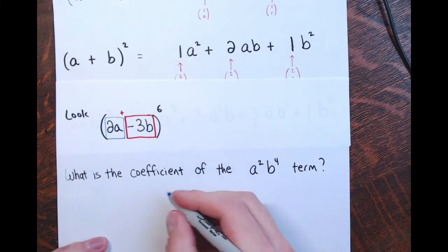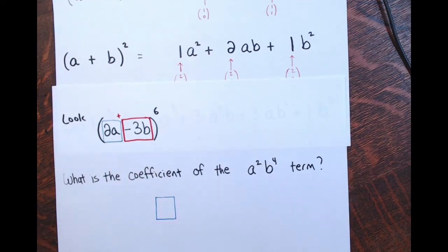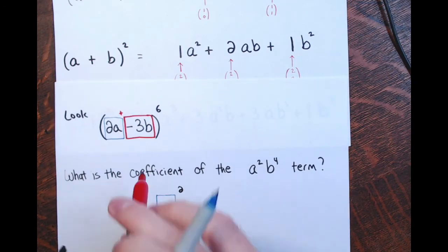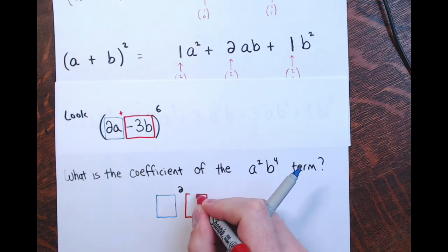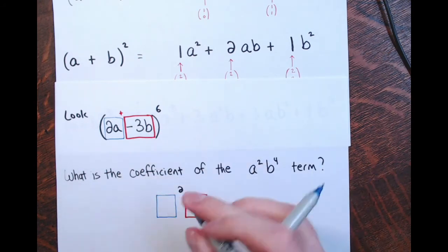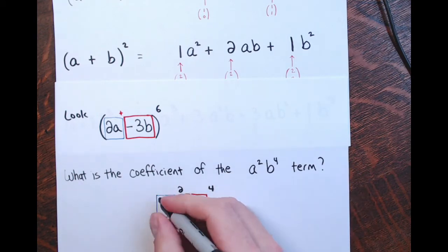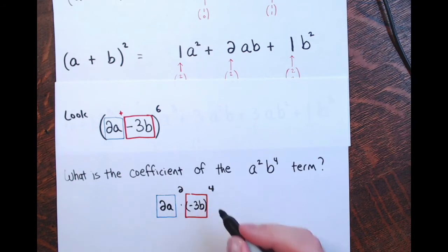So I'm going to first look at, what would be the expression here? I'd have the blue box squared, 2 of the blue box, 2 of these 2a's, and then for b to the 4th, I'd need this negative 3b to the 4th. Right, so we're looking at the 2a squared times negative 3b to the 4th.